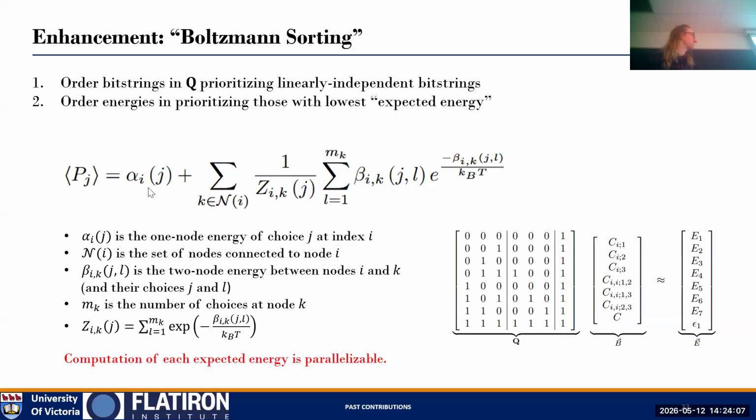Well, that expected energy for a given choice is its one-node energy, and then an average over its neighbors' Boltzmann contributions. Computation of each of these expected energies is parallelizable, so it doesn't add too much in the way of computational overhead.